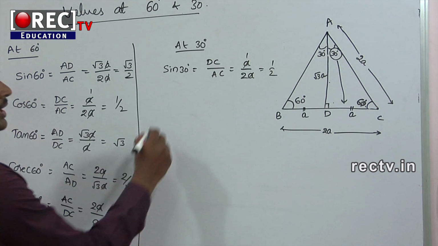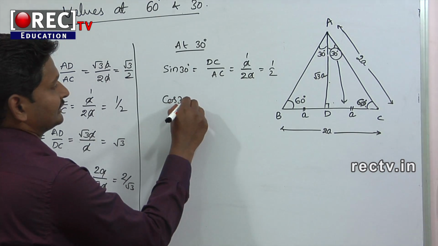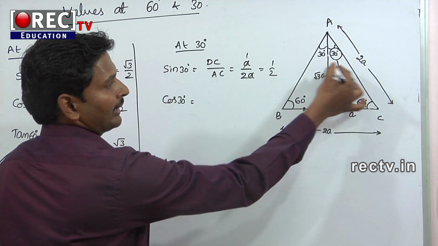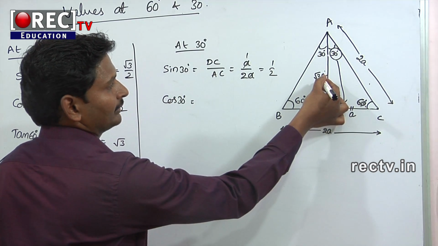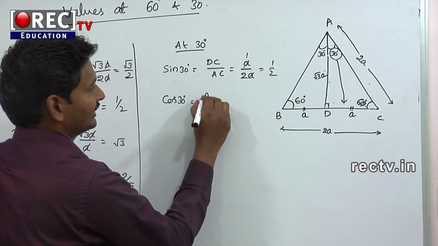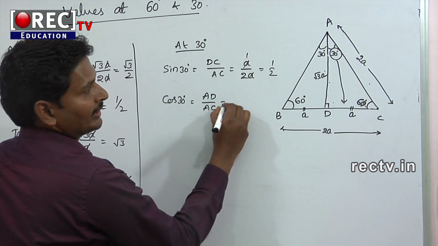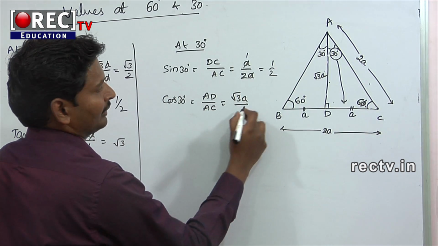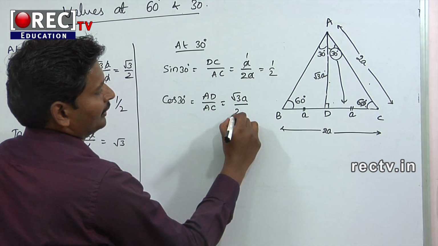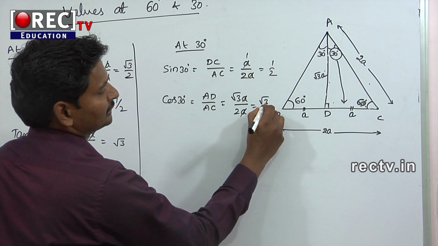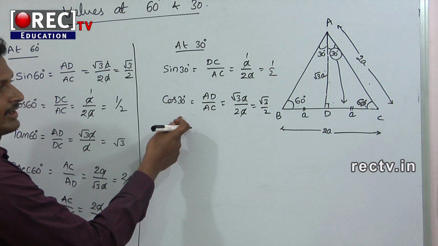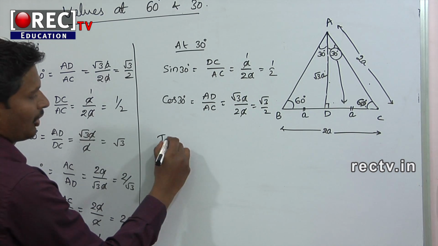Next value, cos 30 degrees. Cos 30 degrees is equal to adjacent side divided by hypotenuse. What is the adjacent side? That is AD, AD divided by AC. AD length is root 3A, divided by AC length 2A. A and A will go, that is equal to root 3 by 2. And next one, sin and cos values we know that. Similarly we can find all the values.